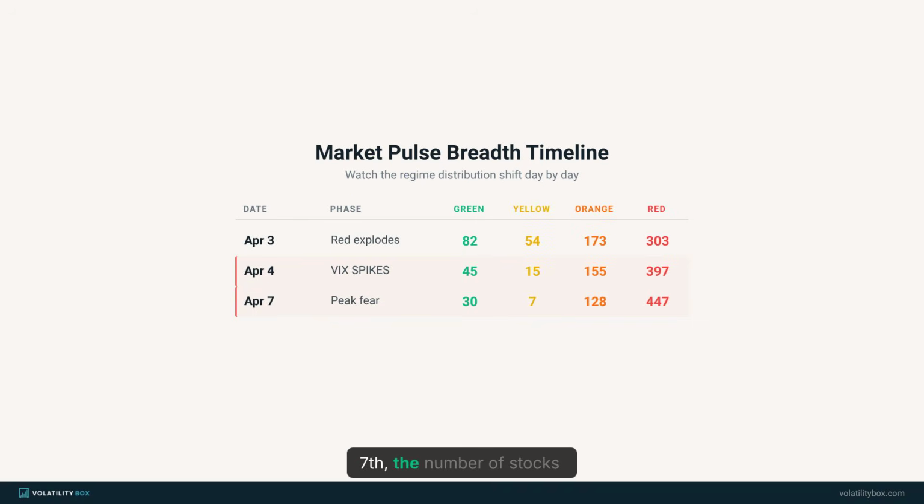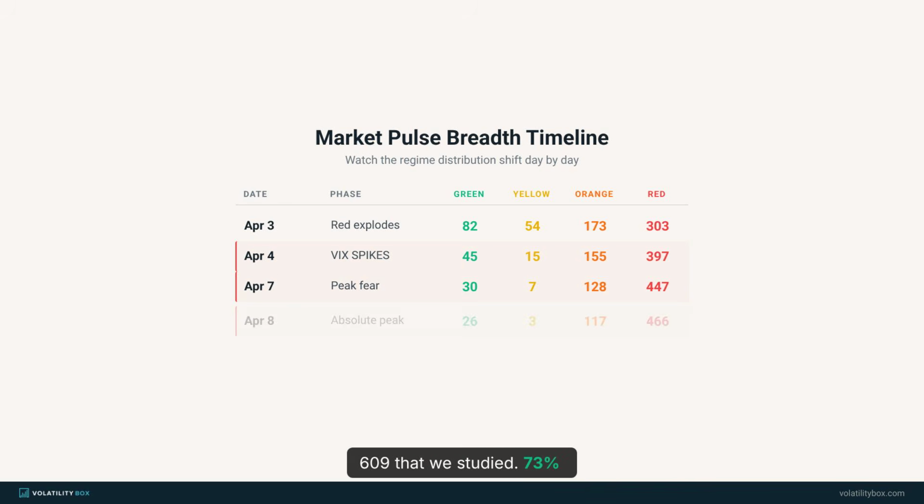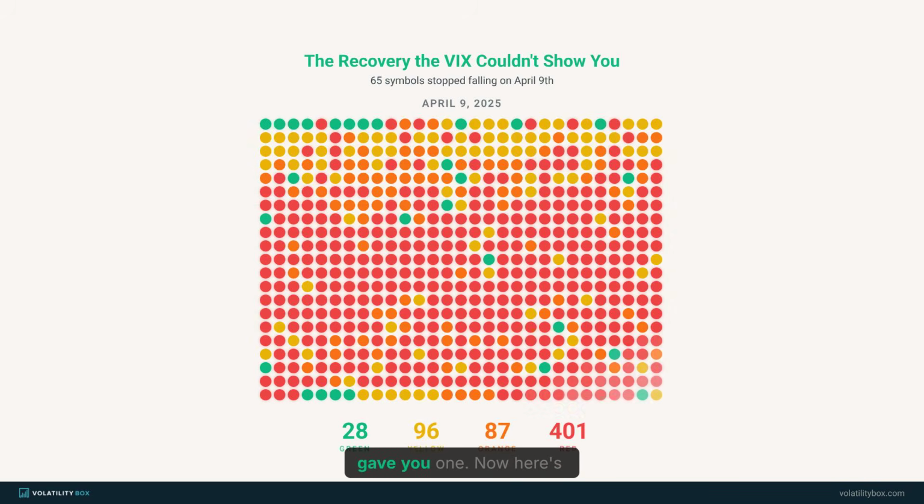By April 7th, the number of stocks that were in this bearish market pulse had peaked at about 447 out of the 609 that we studied. 73% of the entire universe was in this downtrend. The number of stocks in a bullish market pulse, aka green, collapsed to less than 30. And 30 out of 609, very small number that were still trending up. The VIX itself was at its peak, but the story had already been written 3 weeks prior, that you were getting all of these clues in this market breadth that was changing in front of your very eyes. The market pulse gave you more than 20 days worth of warning. The VIX gave you one.